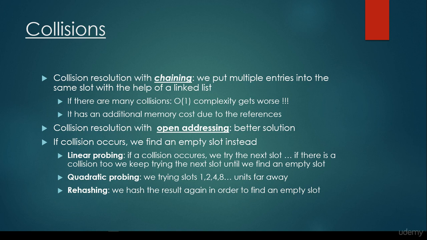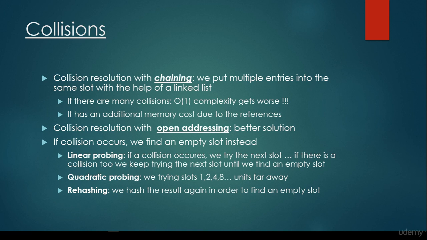And for example, if we want to find an item in a linked list, it's going to take order n linear time complexity. It is definitely not order 1 constant time, so that's why chaining is not always a good solution. And of course it has an additional memory cost due to the references. Okay, what about the other solution, the so-called open addressing? It's a bit better solution because if a collision occurs, we find an empty slot instead. We have several algorithms. With linear probing, if a collision occurs, we try the next slot available. If there's a collision too, we keep trying the next slot until we find an empty slot.